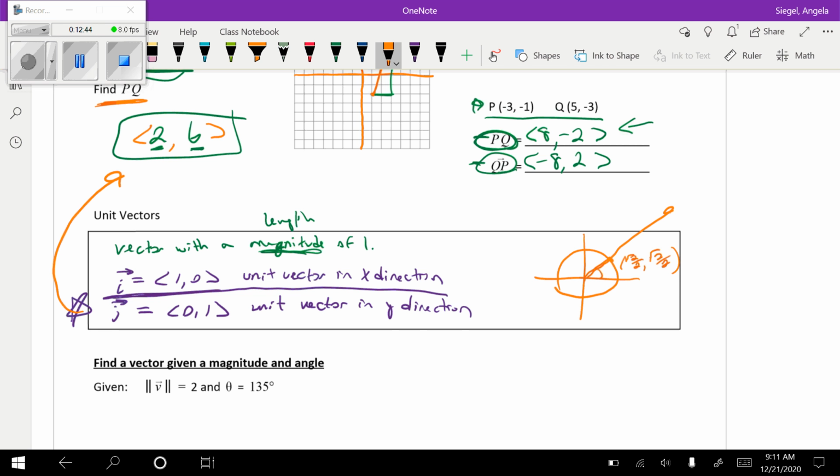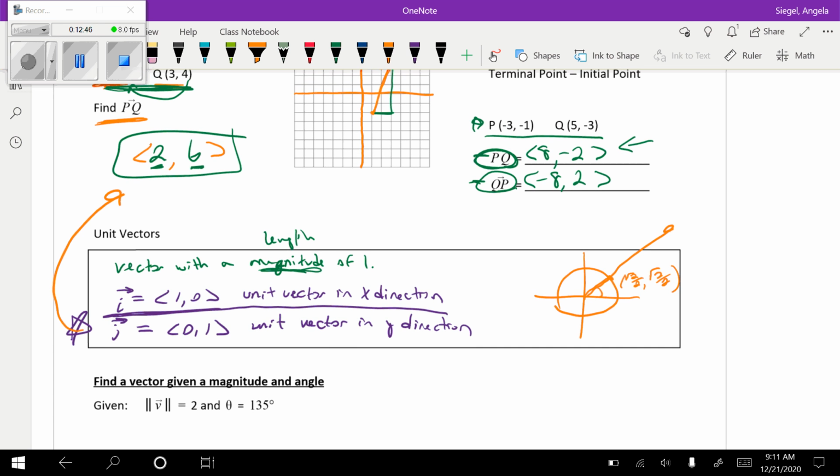One last thing is I just want to introduce the I and the J, how it works. So if I had this 2, 6 here, I could also rewrite this as 2 times the unit vector I, plus 6 times the unit vector J. And this is just another way of writing this. So if you are on your test and you want to write this, that's great. If you want to write it this way, that's great too. But they mean the exact same thing.